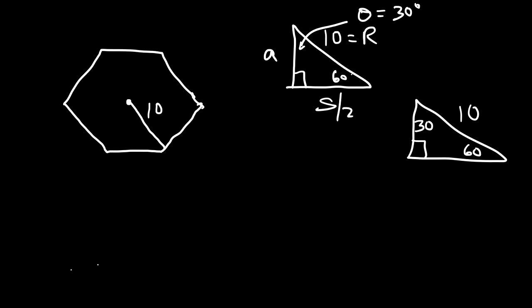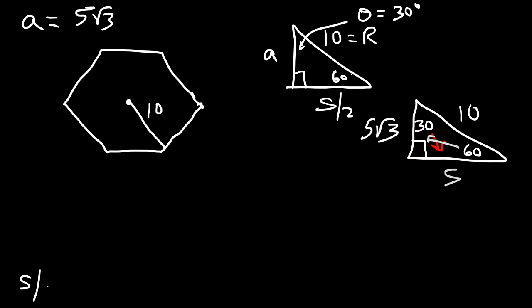Across the 30, it's going to be half of the hypotenuse. So half of 10 is 5. Across the 60, it's this number times the square root of 3, so it's 5 square root 3. That tells us the apothem is 5 square root 3. And if s divided by 2 is 5, s has to be 5 times 2, which is 10. So let's draw a picture. This is 5, but this is 10, and this is 5 square root 3.